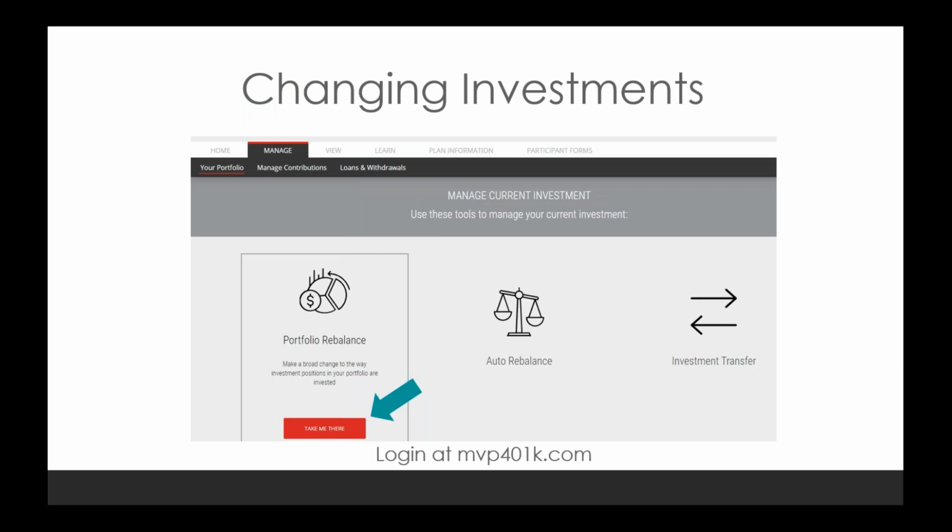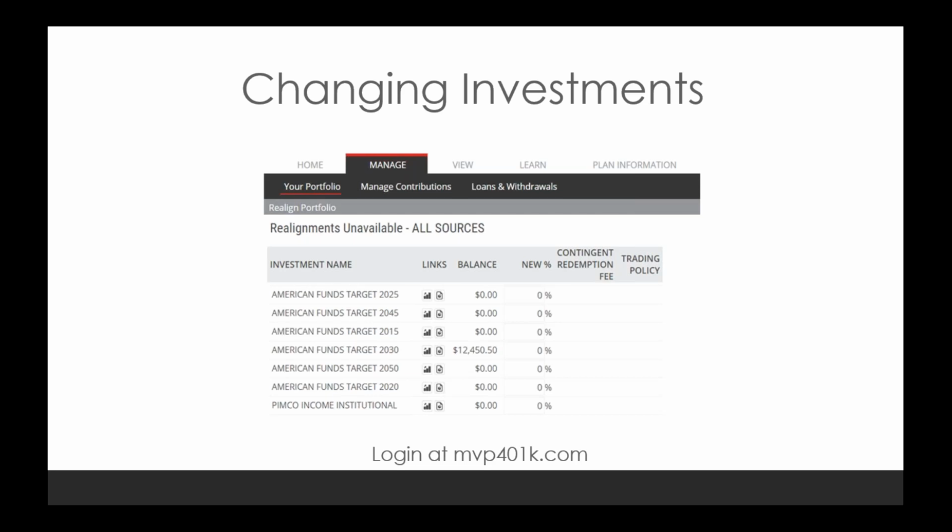To make investment changes on your own, simply select Your Portfolio under the Manage tab. Here you have the option to change your investment allocations by selecting Portfolio Rebalance. You do also have the option to set up auto rebalance if you would like, or make investment transfers between funds. Simply click Take Me There to bring up the list of available investment options.